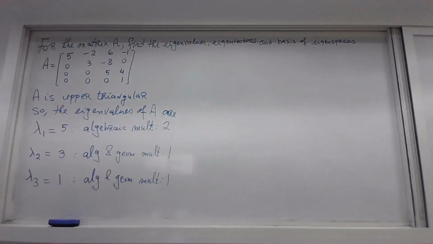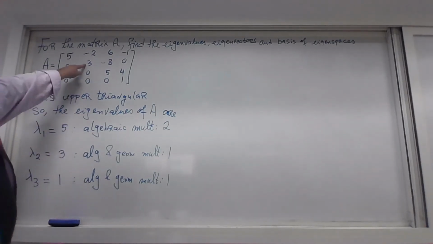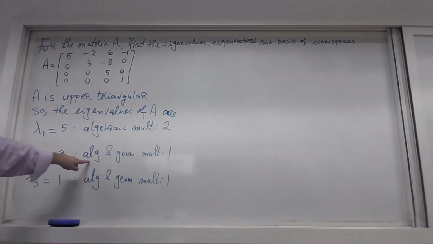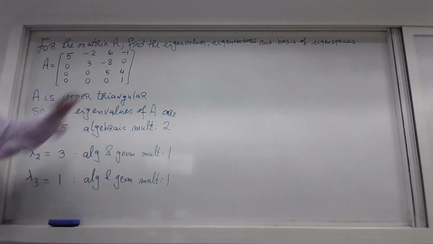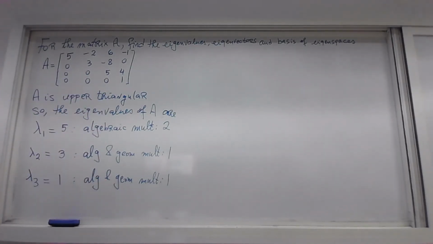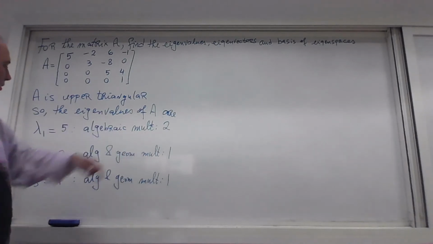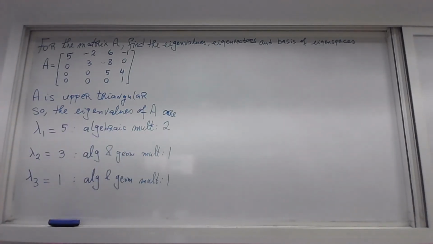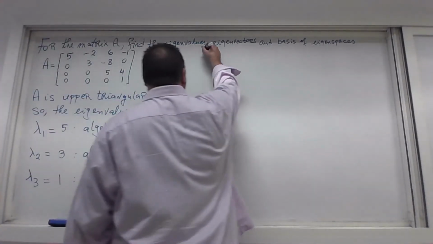I don't know what the geometric multiplicity is, because I don't know the dimension of the eigenspace associated with eigenvalue 5. I need to compute and see. But eigenvalue 3 is a root only once, so it's an eigenvalue one time. So its algebraic and geometric multiplicity is 1. And for eigenvalue 1, algebraic and geometric multiplicity is 1. I know that. So that's easy. But for this guy, the geometric multiplicity, the dimension of the eigenspace associated with eigenvalue 5, might be 1 or 2, I don't know, I need to compute. So let's compute and see what happens.